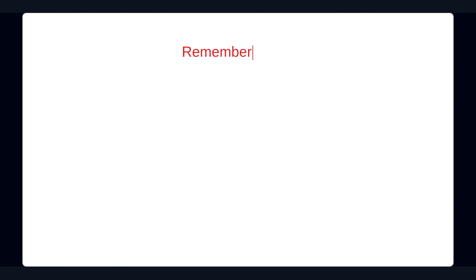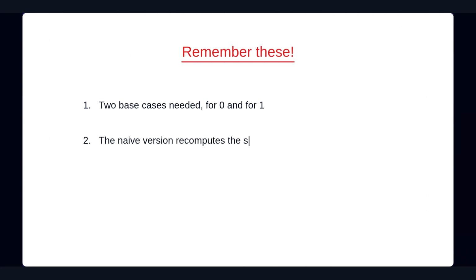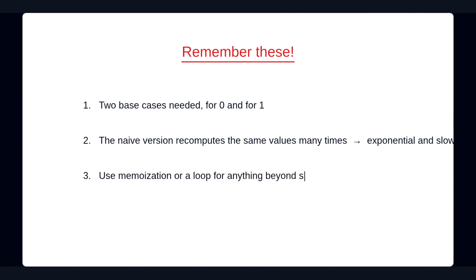3 things. First, you need both base cases for 0 and for 1, or the two branches never bottom out. Second, this simple version recomputes the same Fibonacci numbers over and over, which makes it exponential and painfully slow for larger n. And third, for anything beyond small inputs, remember past results with memoization, or just use a loop that keeps the last two values.